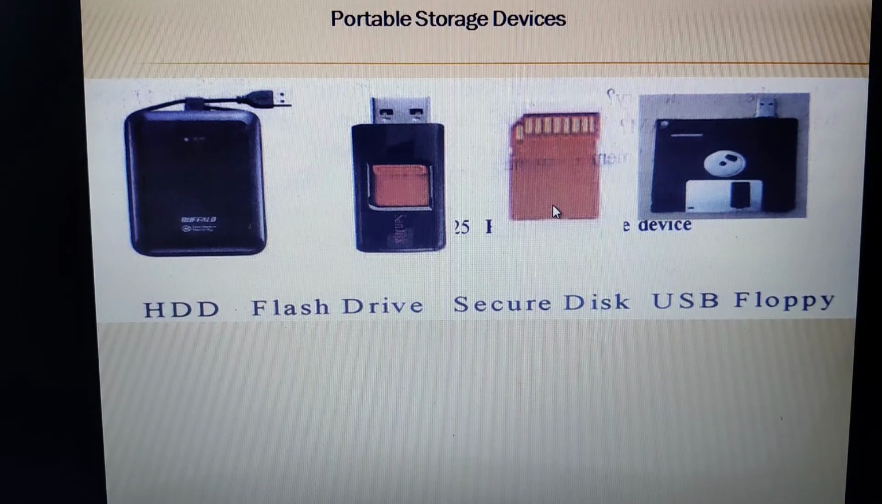Secure disk is the memory card. If you are unable to have all these, you can have small memory cards which can hold the data. If you don't have any computer to download something, then by using your memory card, you can just plug it into the specific device and get all the content. Some examples of portable storage devices are hard disk drive, floppy disk, pen drives. These are a few of the examples.